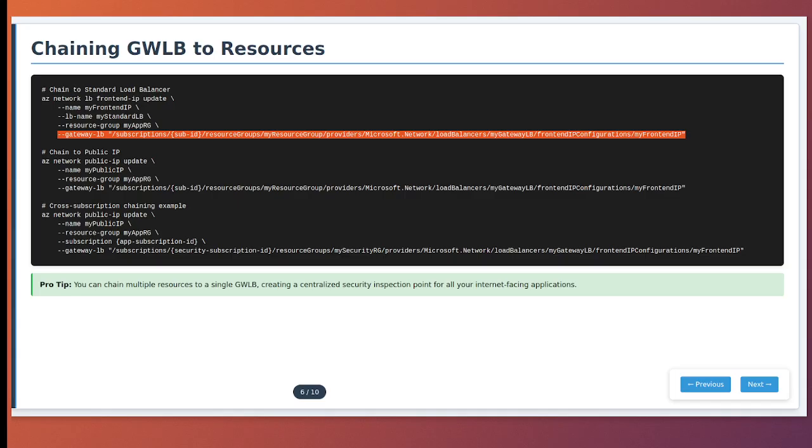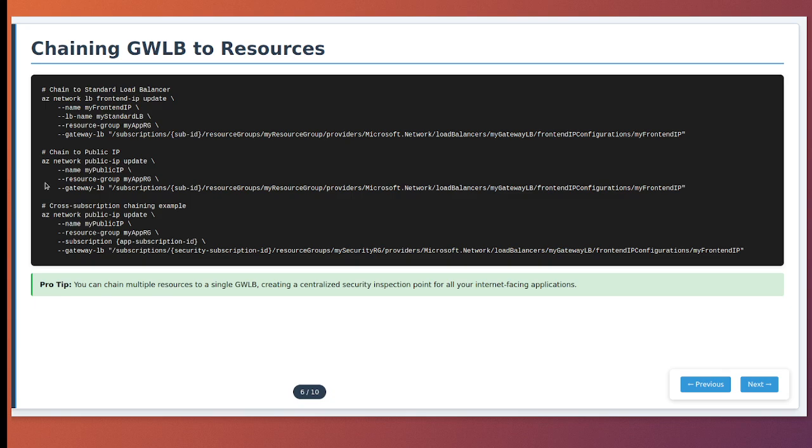For cross-subscription scenarios, the process is the same, but you need to ensure proper permissions. The identity performing the chaining must have at least network contributor rights on both the chained resource and the gateway load balancer. The resource ID format I'm showing includes the full path with subscription ID, making cross-subscription references explicit.